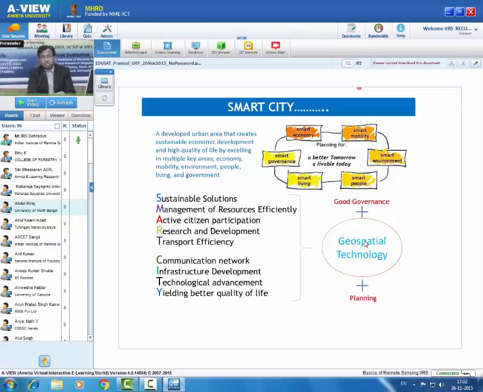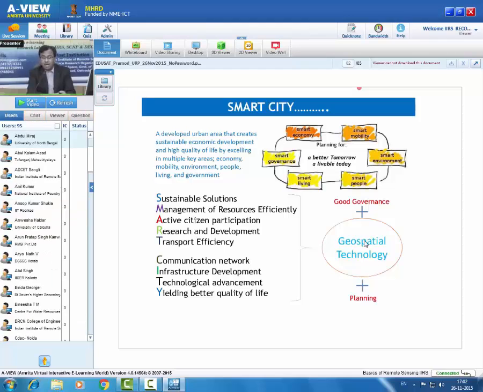So smart city, when you expand the acronym, S stands for sustainable solutions, M for management of resources efficiently, A for active citizen participation, R for research and development, T for transport efficiency, C for communication network, I for infrastructure development, T for technological advancement, Y for yielding better quality of life.